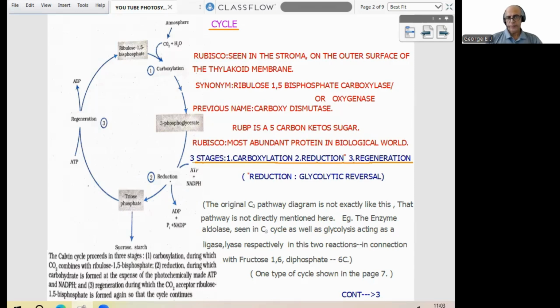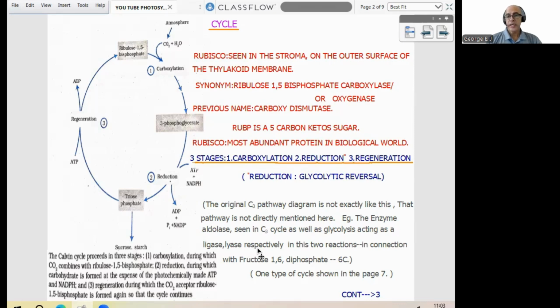Now, the next area. See, the original C3 pathway is not like this. This is only a skeleton, and that pathway is not given in the NCERT book. One typical example I'll tell you. There is an enzyme in the C3 cycle, namely aldolase. This enzyme is studied in glycolysis. So aldolase can be seen in the C3 cycle as well as glycolysis.